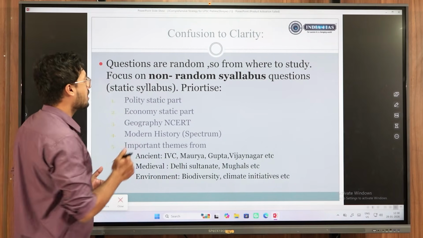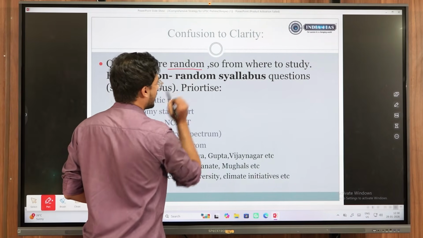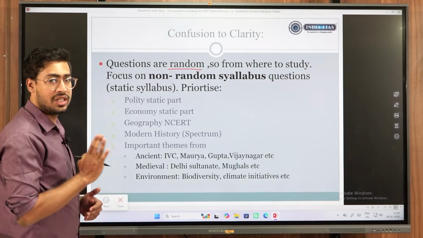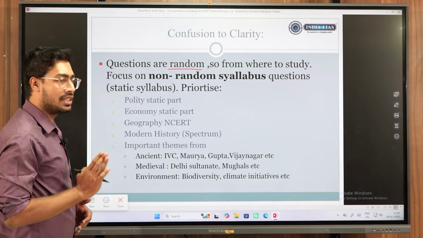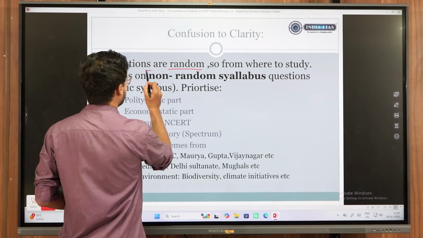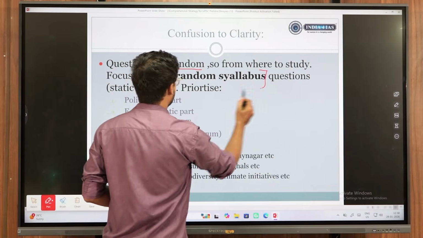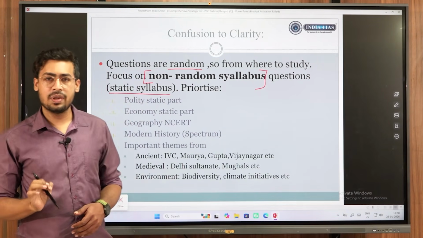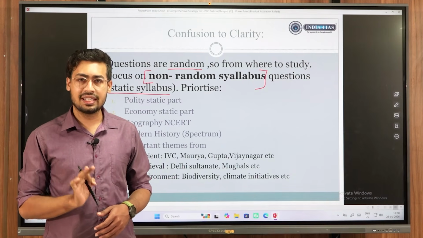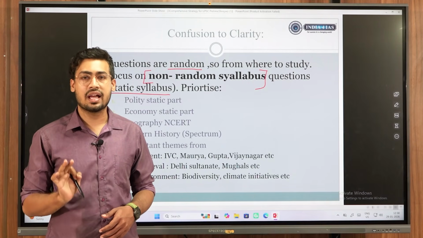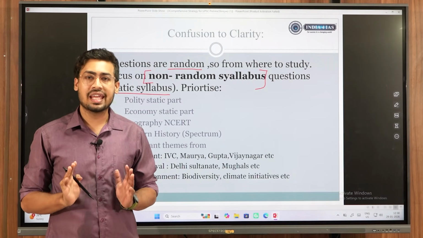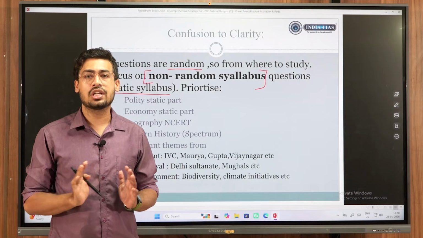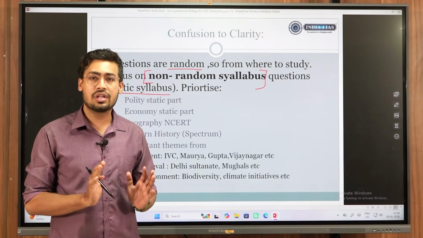So we know that the UPSC questions are becoming random year by year. So what is it that we need to do? The thing that we need to do is to focus on the non-random syllabus, or the static part. Every year, UPSC asks a bare minimum of 30 to 40 static questions in the paper. So if we capitalize on these 35 to 40 questions, it will give us a good edge.